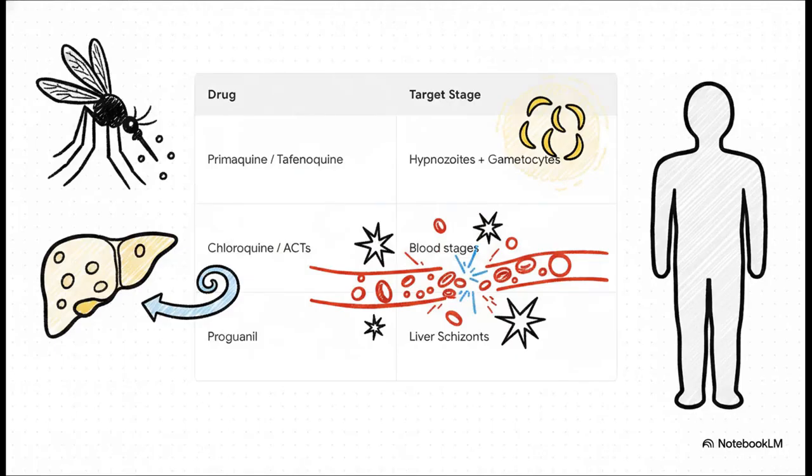When it comes to treatments, they are strictly stage-specific. And this is exactly why understanding this whole host-hopping journey is mandatory for prescribing. Primaquine targets the latent hypnozoites and gametocytes. Chloroquine and artemisinin-based combination therapies, or ACTs, wipe out the active blood stages. And proguanil attacks the liver schizonts. You can't just throw any random drug at this parasite. You literally have to target its current location.